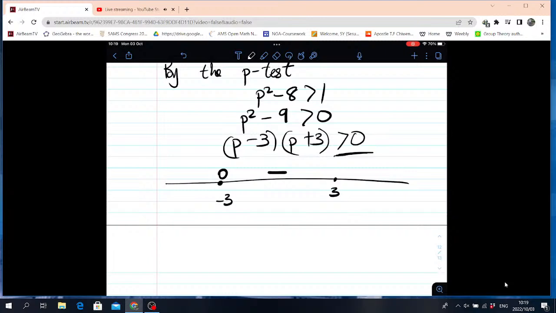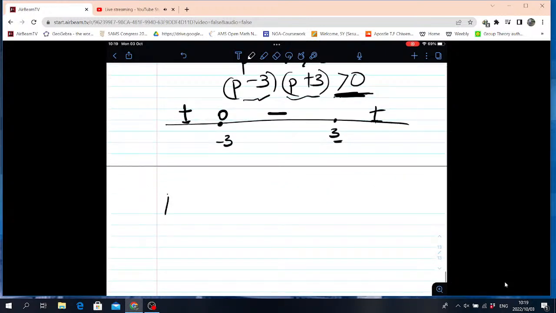And then if you take something bigger than 3, so take 5, for example, you get 5 minus 3, 5 plus 3, so 2 times 8, and you get a positive value. And if you take a value that is less than minus 3, you pick, say, minus 5, you get minus for the first one, minus for the second one. If you multiply, you get a positive value. So this is going to be true in these regions where it's positive, right?